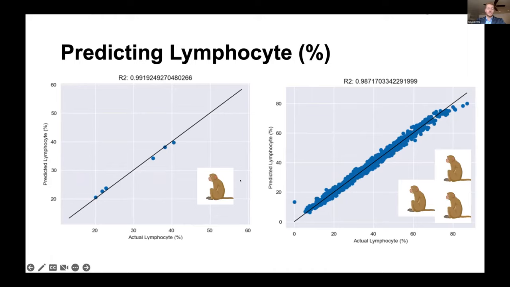On the left is doing this for one monkey, and on the right is doing this for the full monkey cohort. This is 30%, so this was a 70-30 split. This is predicting the 30% here. And I will note that this is off of 10 iterations in learning, and we're getting R squares of 0.9 and above.